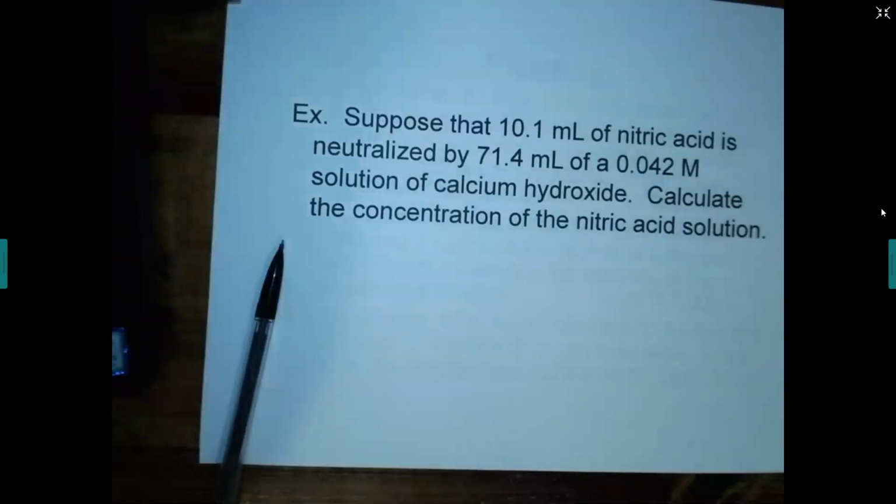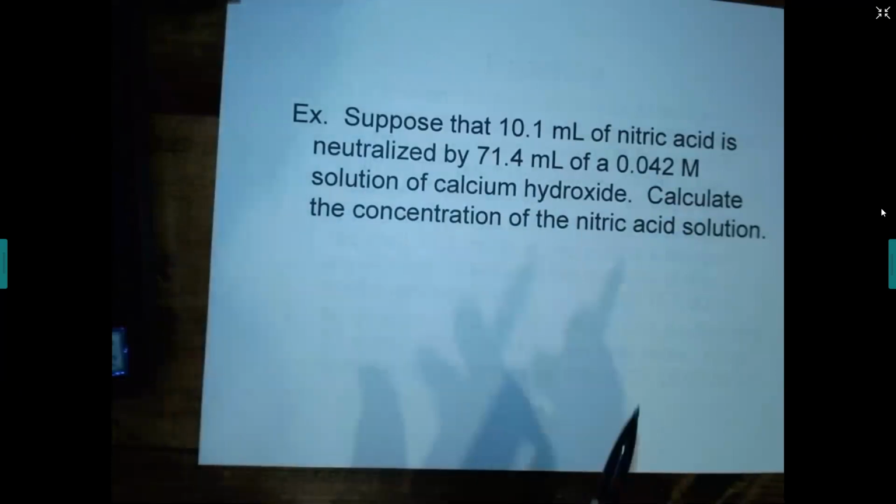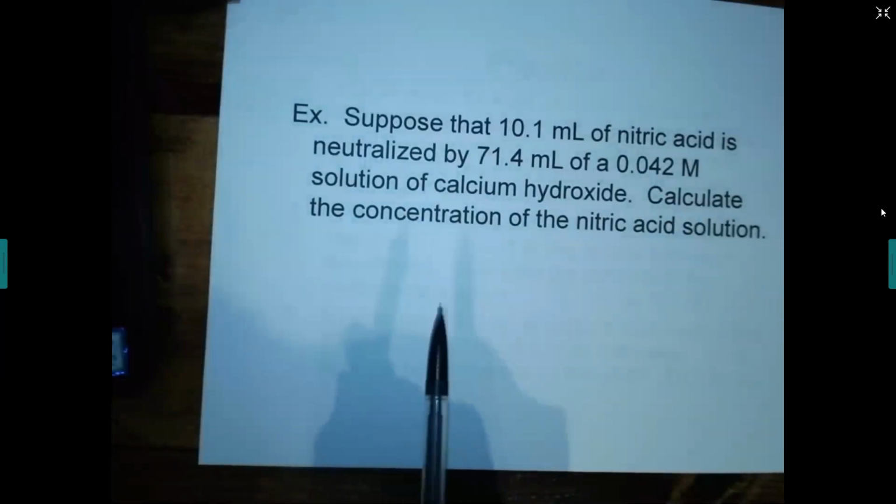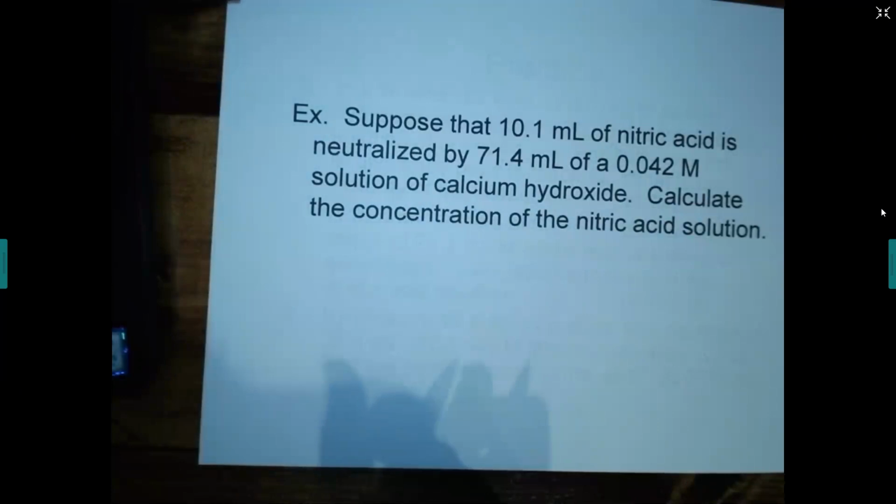It says, suppose that 10.1 milliliters of nitric acid is neutralized by 71.4 milliliters of a 0.042 molar solution of calcium hydroxide. Calculate the concentration of the nitric acid solution. In other words, you know the concentration of the base, you don't know the concentration of the acid, and you're performing a titration to determine that.